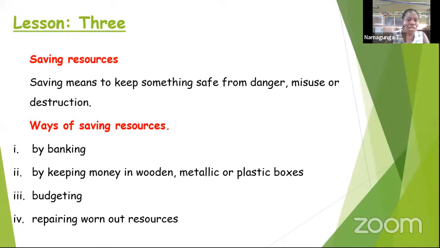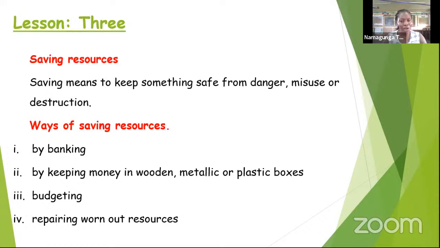So we have the ways of saving resources. I advise you to use your name so that we can easily see you. So we have the ways of saving resources.